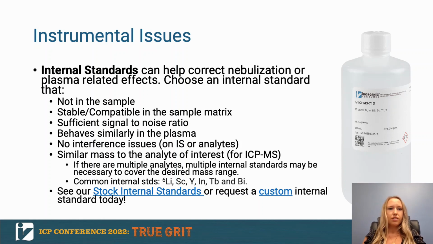Lanthanides are commonly used as internal standards, but these will have stability issues with hydrofluoric acid, so an alternative option will need to be used if HF is present in the sample. If you're using mass spec, you should select an internal standard with a mass similar to your analyte. So if you're analyzing multiple analytes, you may need to select multiple internal standards to cover the entire mass range.